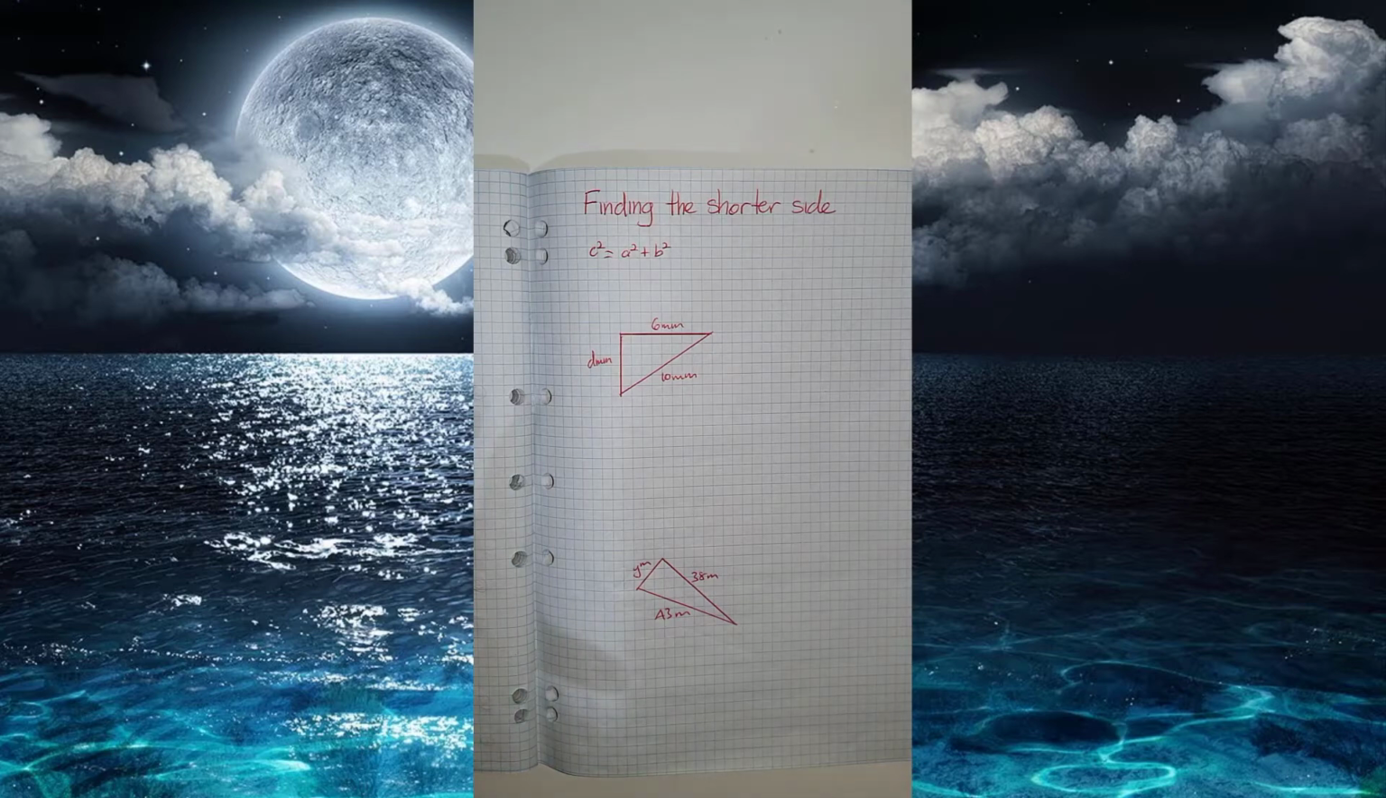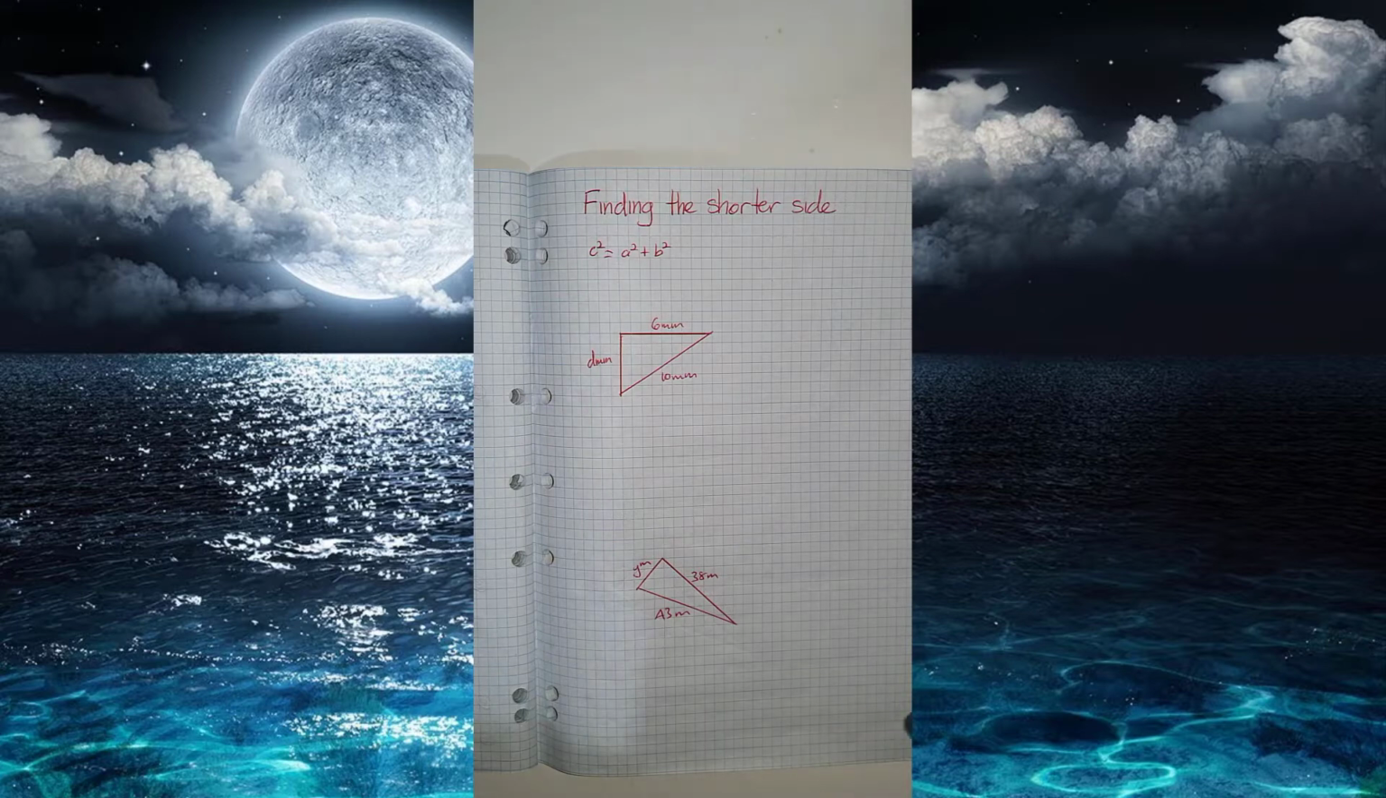So where we're up to in terms of Pythagoras' theorem, we should be able to comfortably identify the hypotenuse as well as the two shorter sides. We should know the difference between surd form and decimal form. So what we're going to move on to is manipulating the formula that we already know, so c squared equals a squared plus b squared, and manipulate it to find the shorter side.